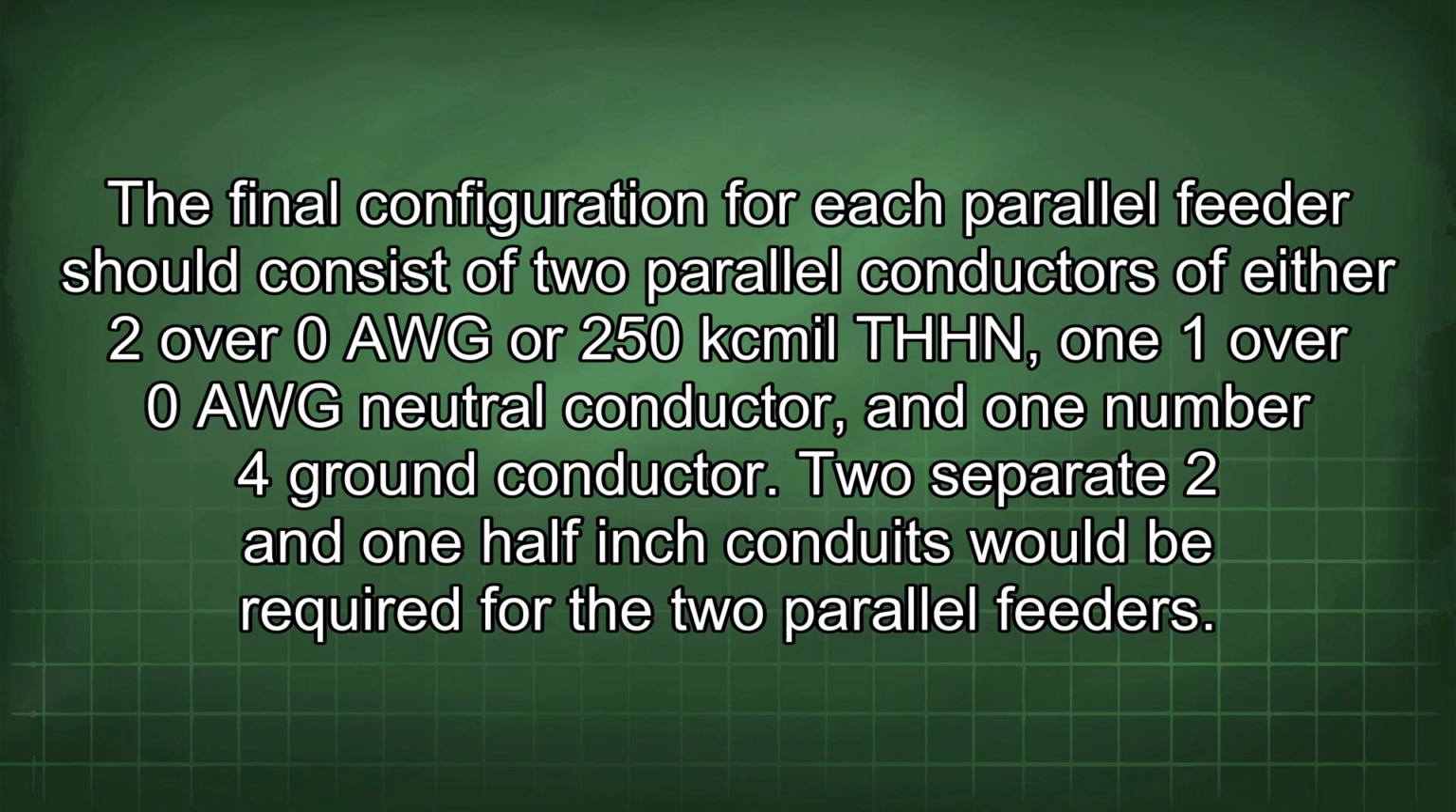The final configuration for each parallel feeder should consist of 2 parallel conductors of either 2/0 AWG or 250 kcmil THHN, 1/0 AWG neutral conductor, and 1 number 4 ground conductor. 2 separate 2 1/2 inch conduits would be required for the 2 parallel feeders.